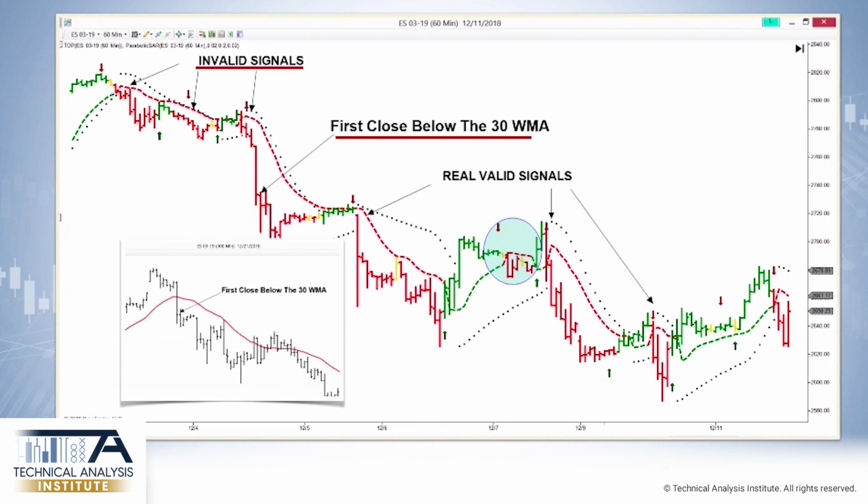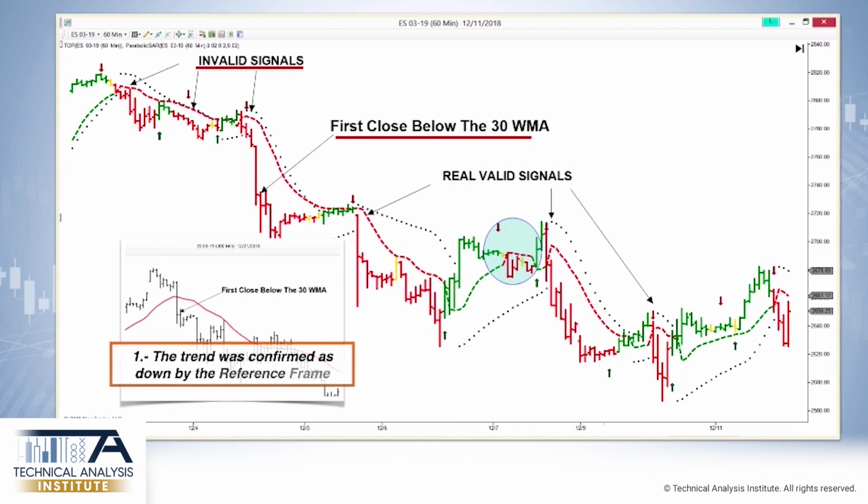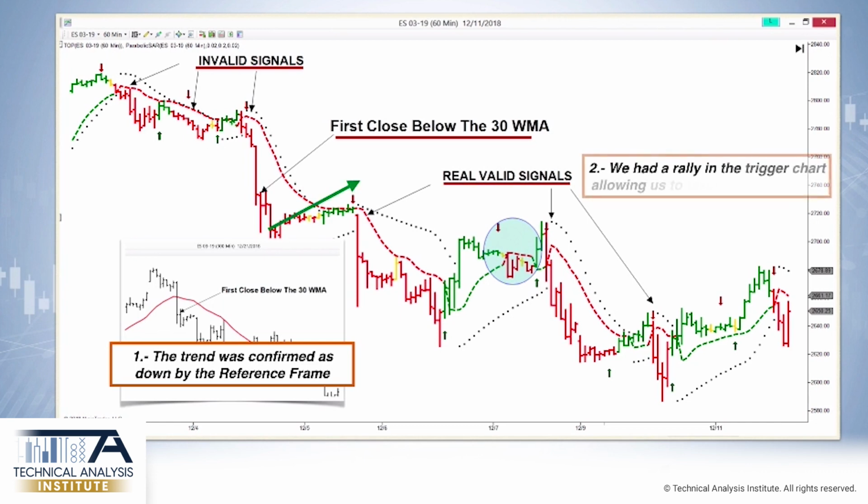The real valid signals occurred in the middle of the chart. It was then that we had our first 2 conditions for a valid trade. 1. The trend was confirmed as down by the reference frame. That was done via the closing below the downslope of the moving average. And 2. We had a rally in the trigger chart allowing us to take top sell signals. While prices stay below the 30-period moving average in the reference frame, every rally in the trigger chart should be considered as a sell opportunity.